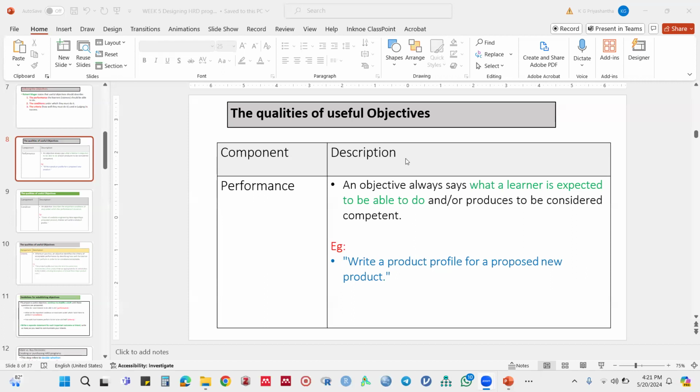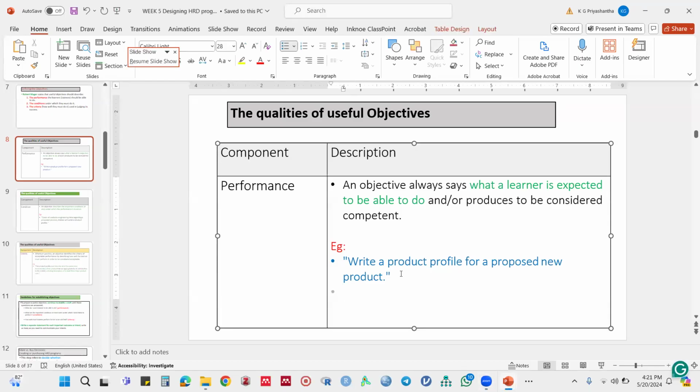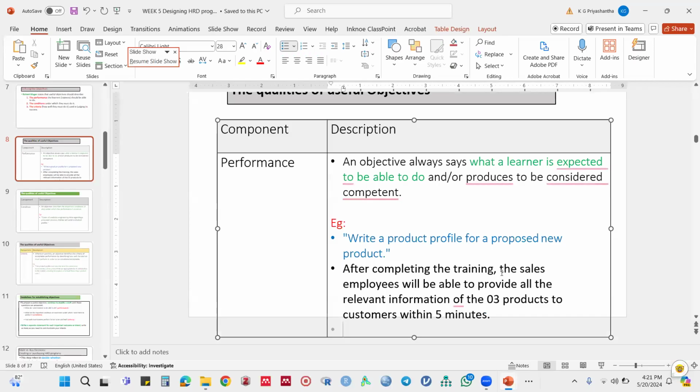Right. So suppose this is something like this, right? This is a sales training. The training objective is given like this, right? So sales employees are given a training. Then the sales employees are normally trained on how to sell a particular product.